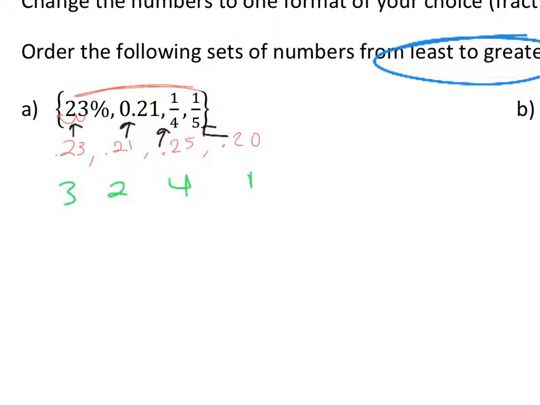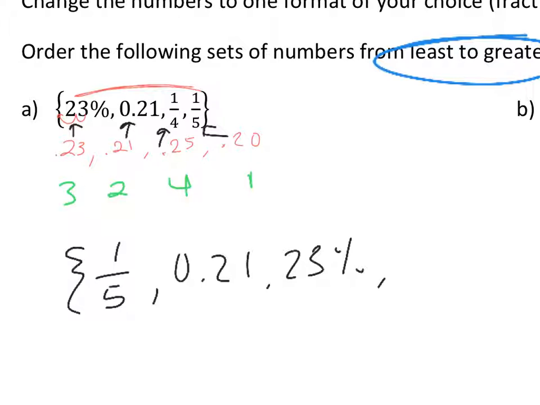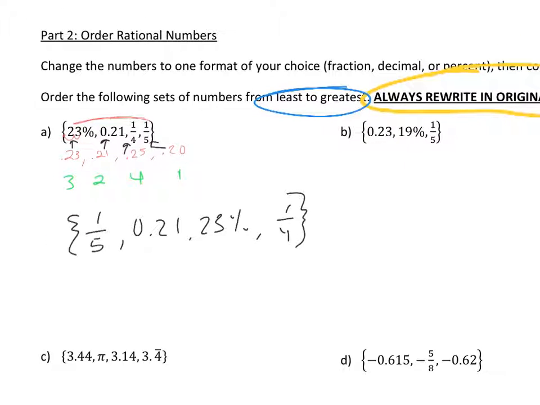So now my answer, order these from least to greatest in the format that they're given. So number 1 was 0.20, but that was not given to me in my problem, so I must put the number that represents 0.20, 1/5. 0.21, 23%, and the last one is 1/4. Now all my numbers are given in the format in which I was given to them, so I'm finished.